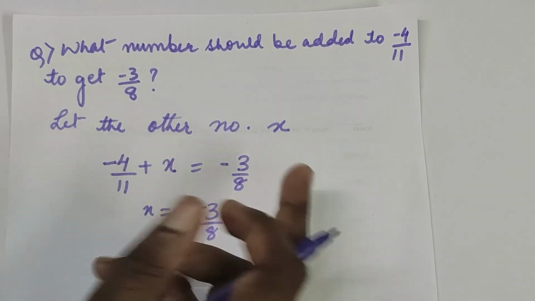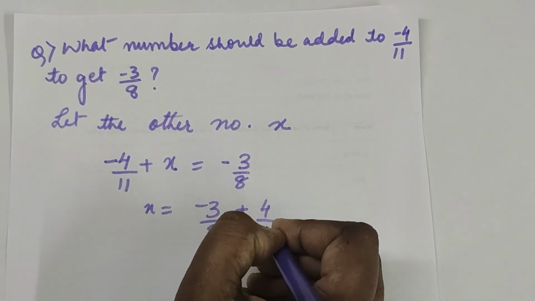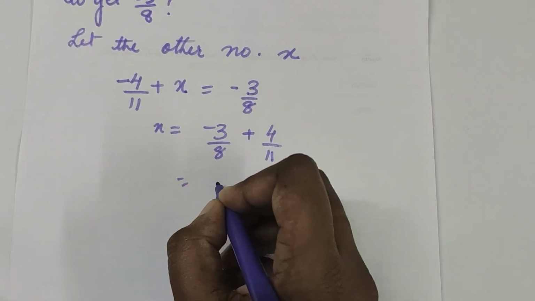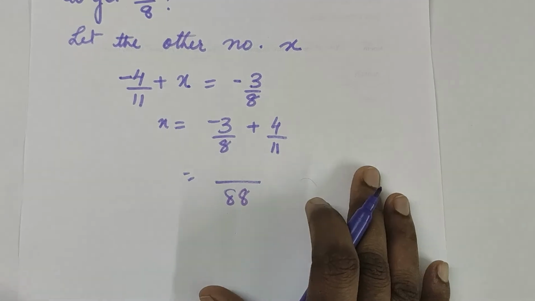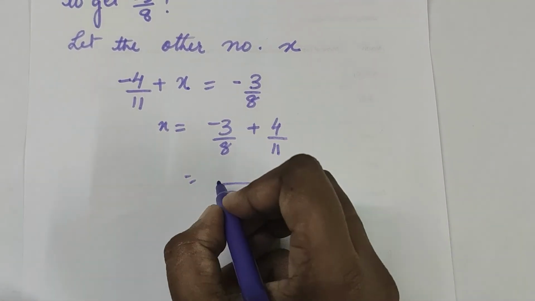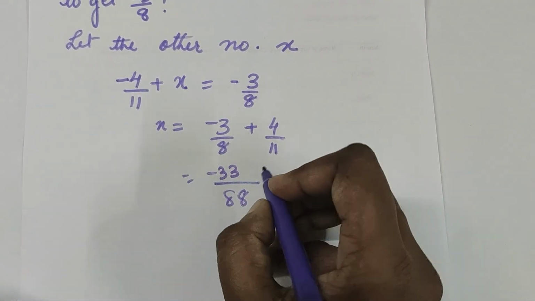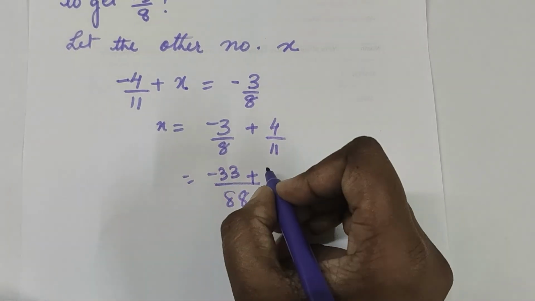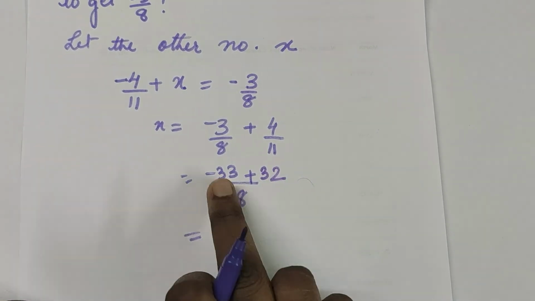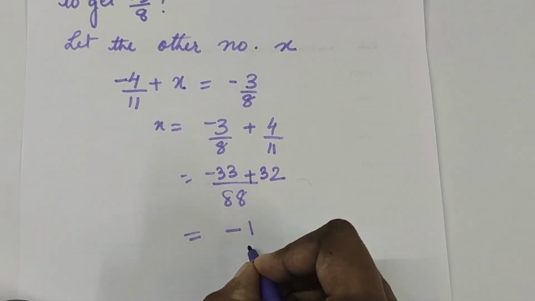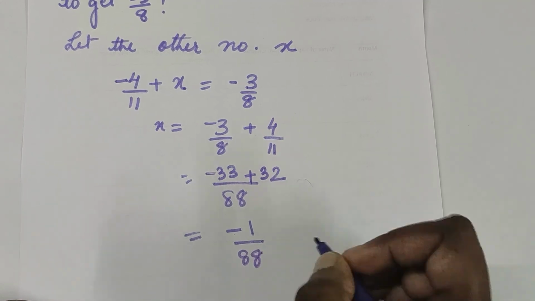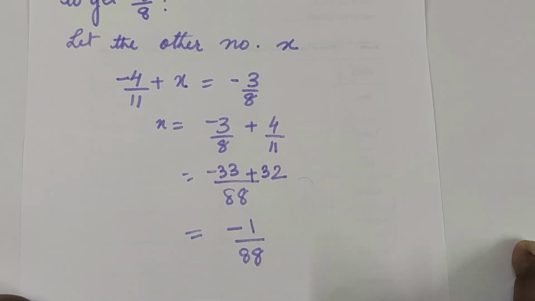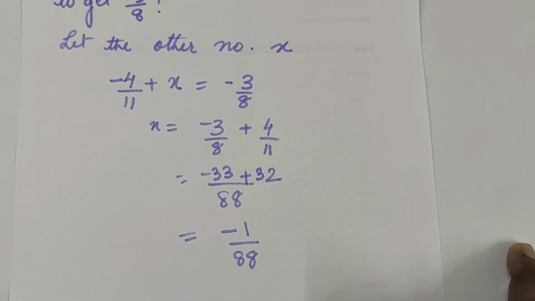This negative number goes to the other side and becomes positive 4 by 11. The LCM of 8 and 11 is 88, and then 8 into 11, so minus 3 into 11 is minus 33, plus 11 into 4 is 44, that is 8 into 4 is 32 for the other term. As one is negative and one is positive, the result will be minus 1 by 88. So these types of questions you can easily solve if you know the facts about the subtraction of rational numbers. Thank you.